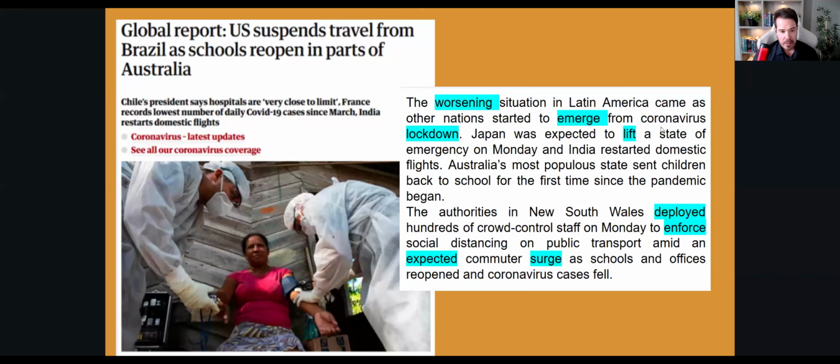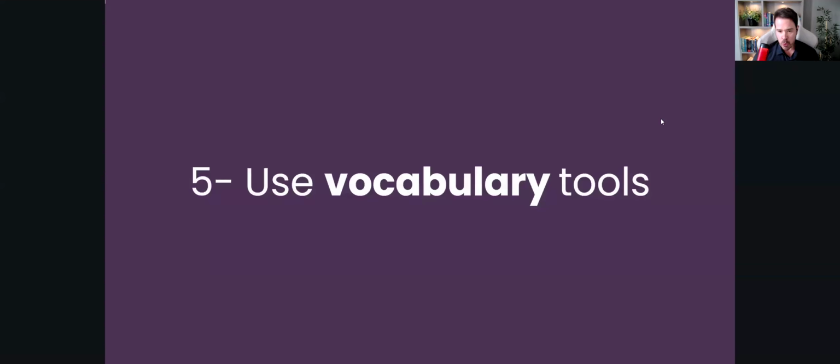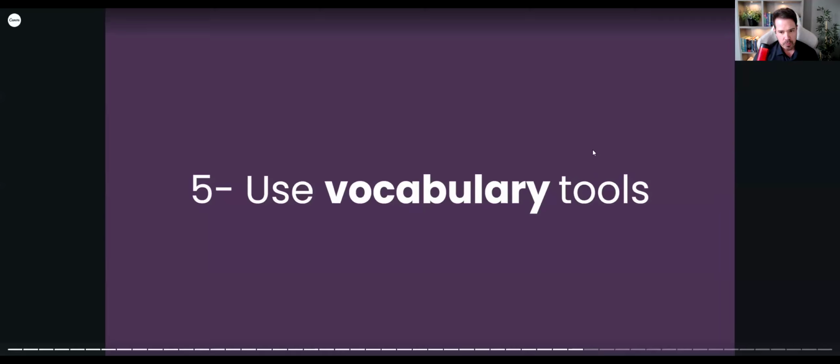Number five. Number five is about using tools to help us, especially when you're planning lessons. Before I show you one that I selected for today's webinar, I'd like to ask you here in the chat, do you use any vocabulary tools either when you're planning lessons, when you're teaching? Quizlet, Scale, Wordwall, definitely. Love it.